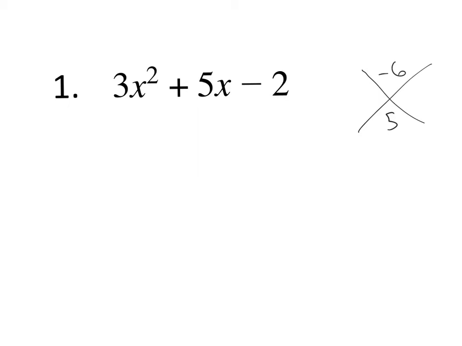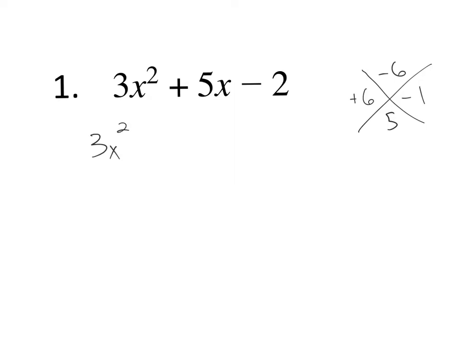We're multiplying two numbers together to get a negative number, so one needs to be positive and one needs to be negative. In this case, we have a positive 6 and a negative 1. Those numbers multiply to give you the top number, negative 6, and they add together to give you the bottom number, positive 5. So what we're going to do is rewrite this out.